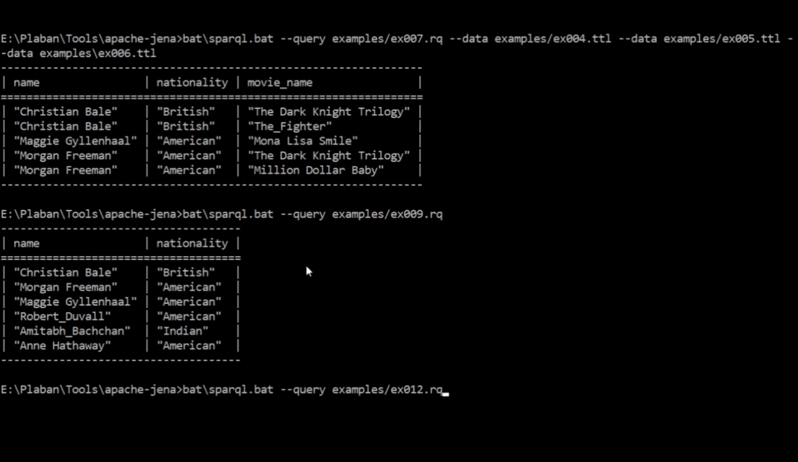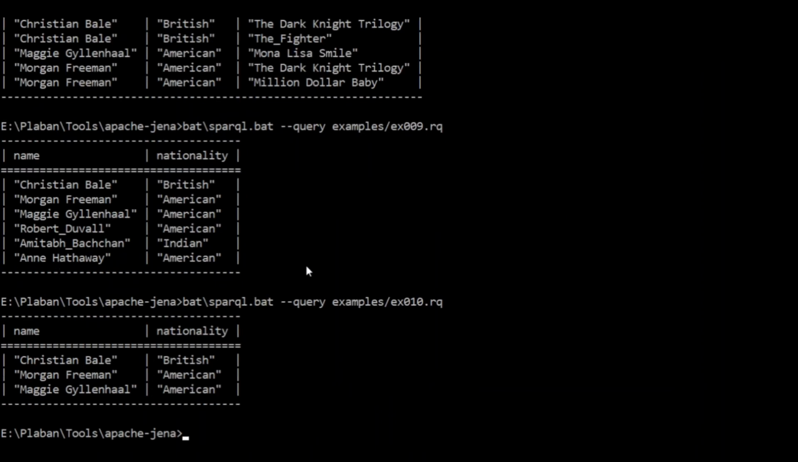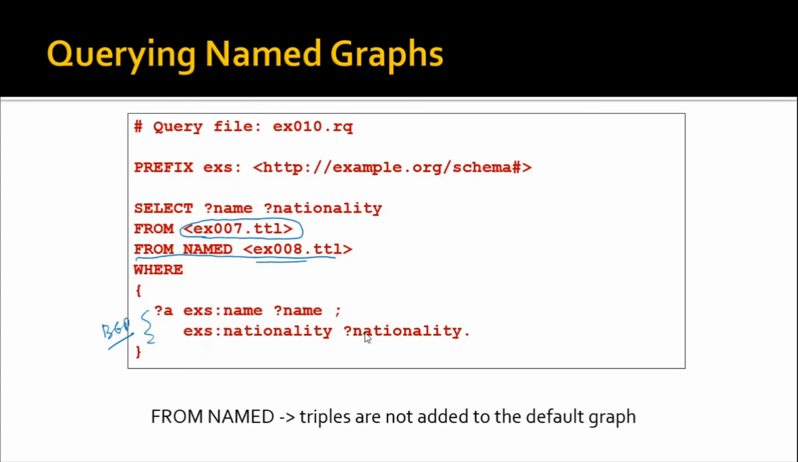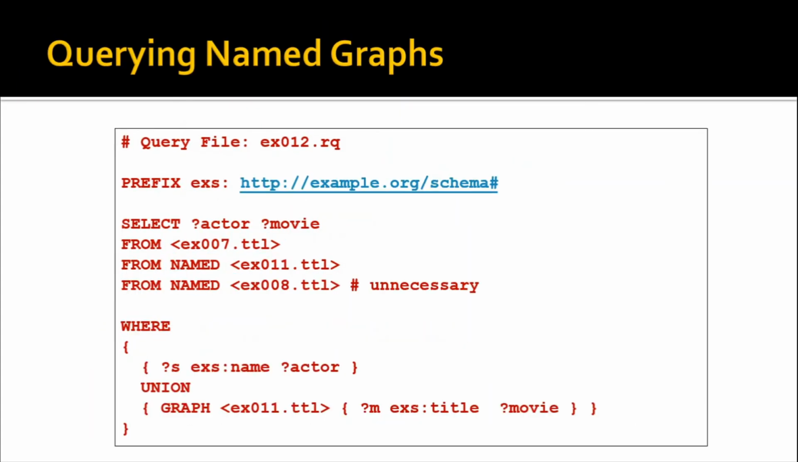So we have query 10. Now you see that we do not have the entry for Amitabh Bachchan, Robert Duvall, and Anne Hathaway here. As this particular graph has been put under the FROM NAMED category, those triples are not coming into the picture while answering this query. Now let us take another situation.